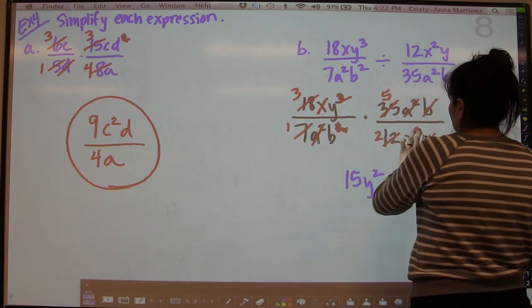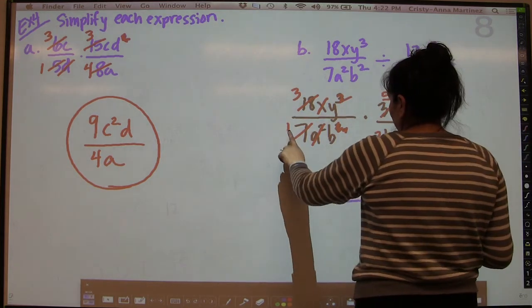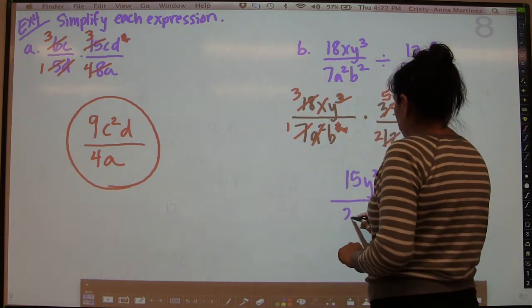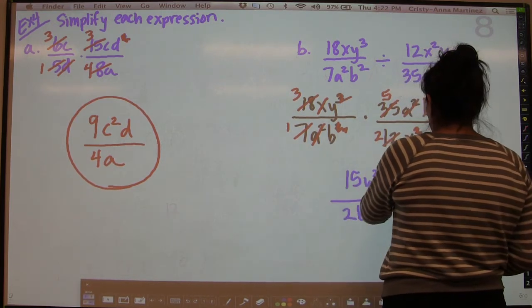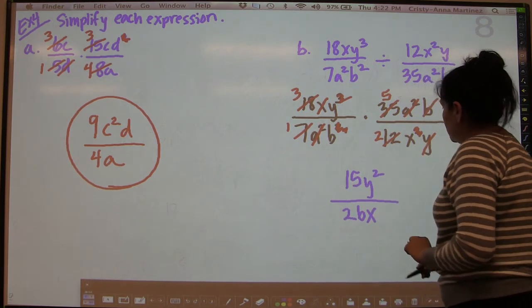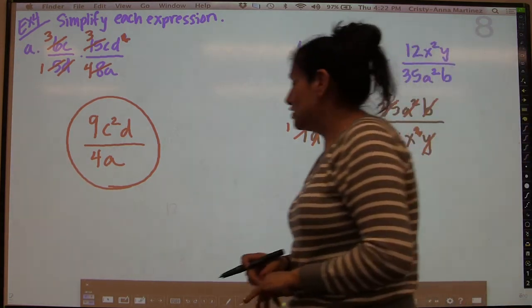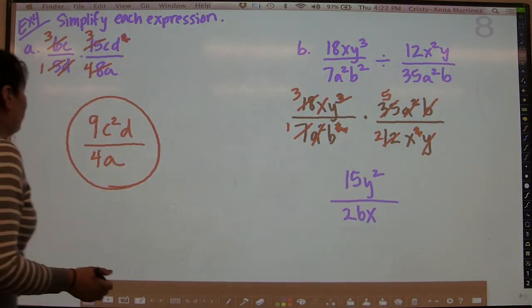And then we have no a's, no b's. Okay, so on the bottom, we're going to have 1 times 2. And then you have a b and an x. So your final answer would be 15y squared over 2bx. That would be your final answer.